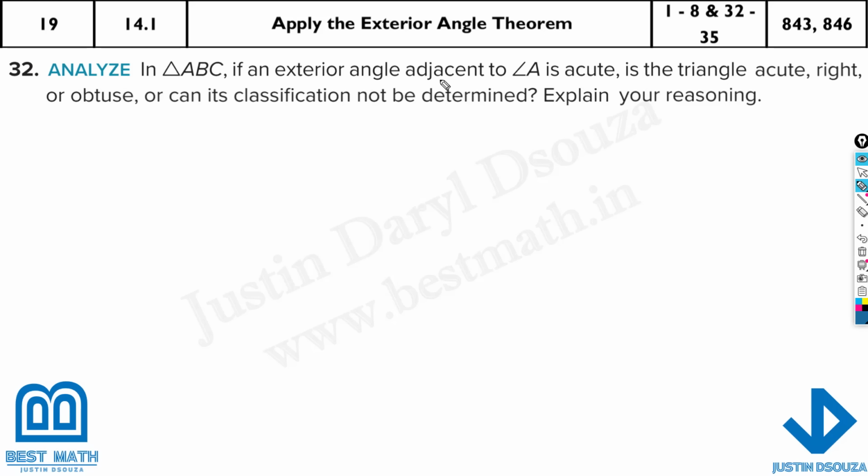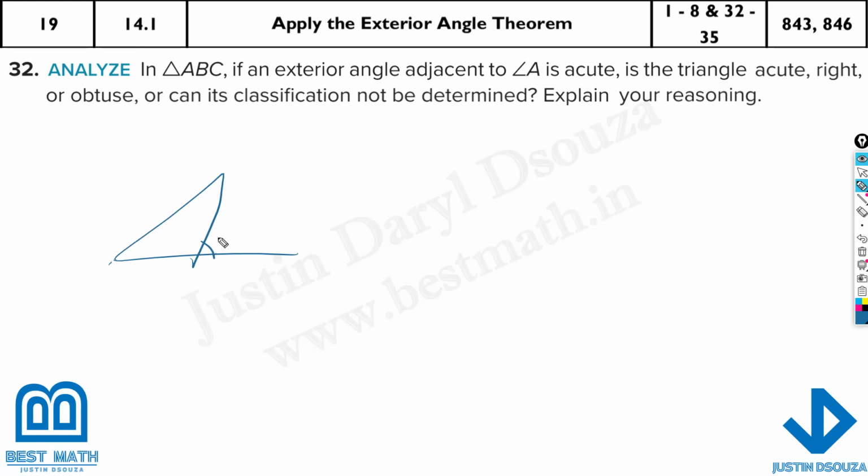Here we have problems to analyze. In triangle ABC, an exterior angle adjacent to A is acute. Okay, the exterior angle adjacent to A is acute. Let me just draw. Now this is acute, so that's a wrong diagram. The adjacent angle to A is acute, so it's something like this.